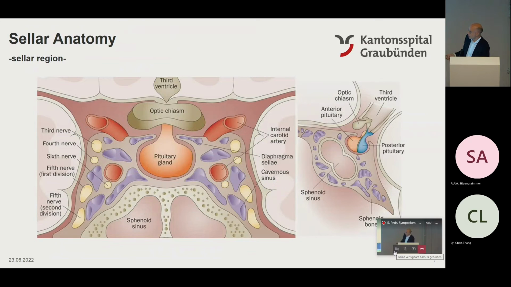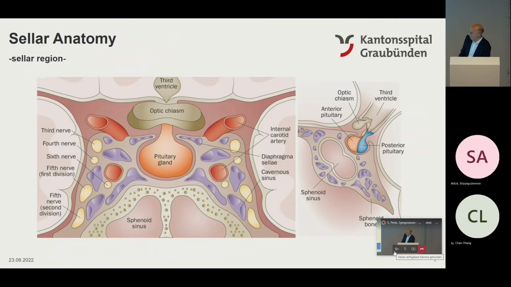The sellar anatomy, this sketch you have seen before from my previous speakers, is a basic sketch to illustrate the pituitary or sellar anatomy. You see the pituitary gland, the chiasm, third ventricle, and also the sphenoid sinus. On the lateral side, the cavernous sinus contains the carotid artery and the cranial nerves.